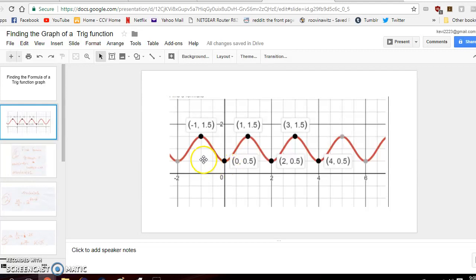First thing we need to figure out would probably be the amplitude as well, and as I can see, the difference between 0.5 and 1.5 is 1, meaning that the amplitude needs to be half of that. So it goes up by 0.5 and down by 0.5 when y equals 1, if we had a pretend line going through here. And that means our amplitude is 0.5.